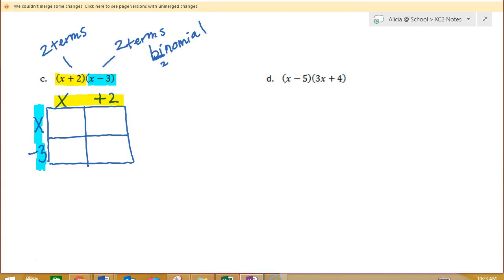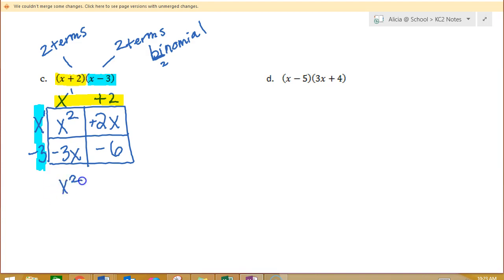So x times x is x squared. Remember, because each of those x's have a power of 1, when we multiply, we add those exponents. X times 2 is positive 2x. X times a negative 3 is a negative 3x. And a negative 3 times a positive 2 is a negative 6. Alright, when I look at all these terms, you are more than welcome to write them out, right?